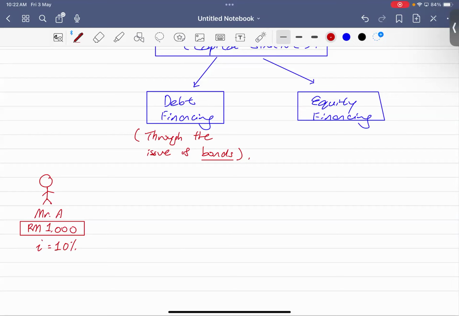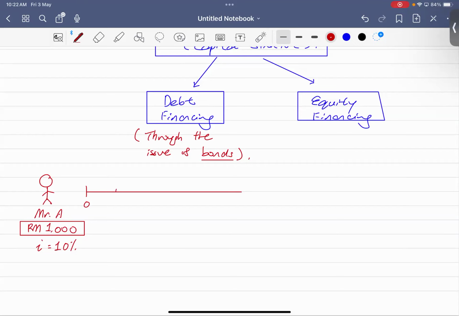That means every year, assuming it is paid every year, the business will give Mr. A 10% of this 1,000, which is 100 ringgit. Currently, in year zero, which in finance means the present, Mr. A paid 1,000 to buy the bonds of this company. Usually in real life it is paid half a year, semi-annual, and in exams they usually ask half a year. But for now, because we haven't learned what bonds are yet, we assume that it is paid every year.